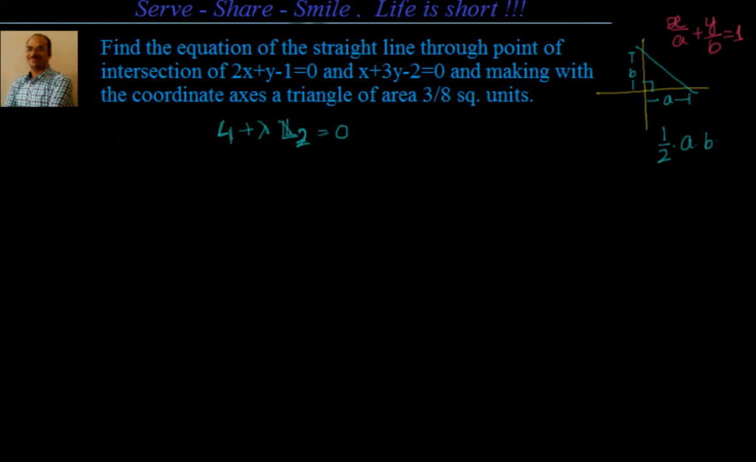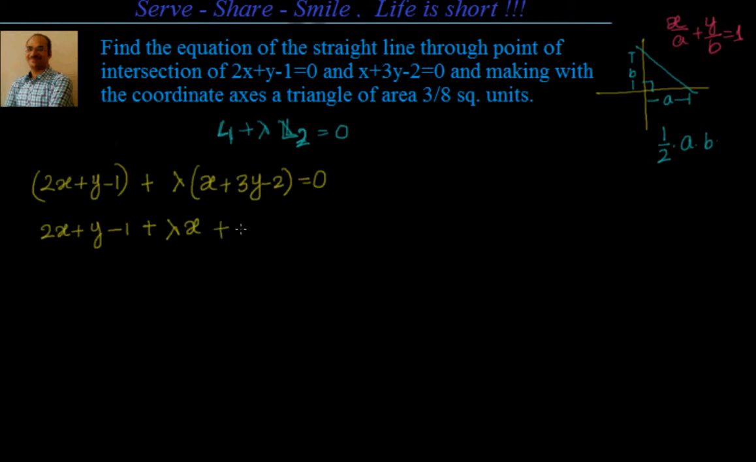So for that, I will say L1, that is 2x plus y minus 1, plus lambda into L2, that is x plus 3y minus 2, equal to 0. We know that the family of straight lines which are passing through the point of intersection of these two lines is nothing but L1 plus lambda into L2. Now let me try to convert this into x by A plus y by B equal to 1 form. Before that, I should have this in Ax plus By plus C equal to 0. So if I expand this, I will have 2x plus y minus 1 plus lambda x, plus 3 lambda y, minus 2 lambda equal to 0.